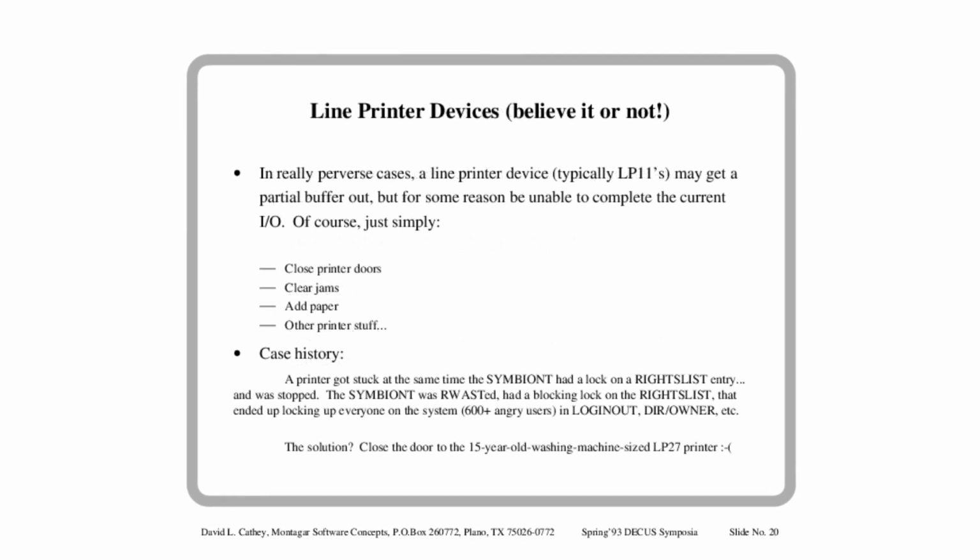The one that just really dismayed me was line printers. I like to call it a perverse case because of the one I had. They're easy: close the doors, give it paper, do something, it's probably complaining about it. The first time I found one of these was when we had a printer symbiont on a printer get itself in R-wait. The printer had printed off half a line and jammed. So the printer I/O for the LP11 driver couldn't complete the I/O.